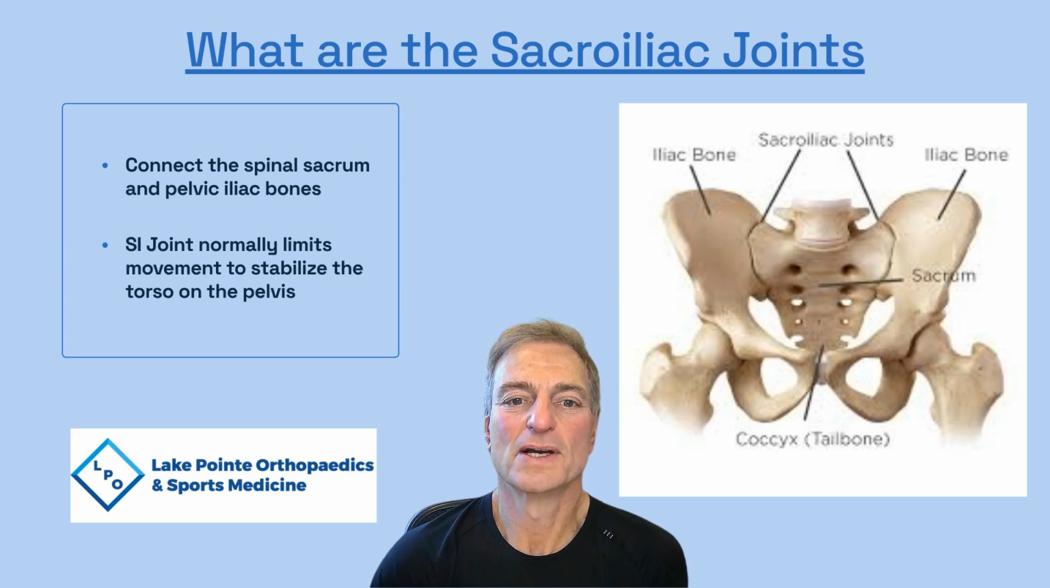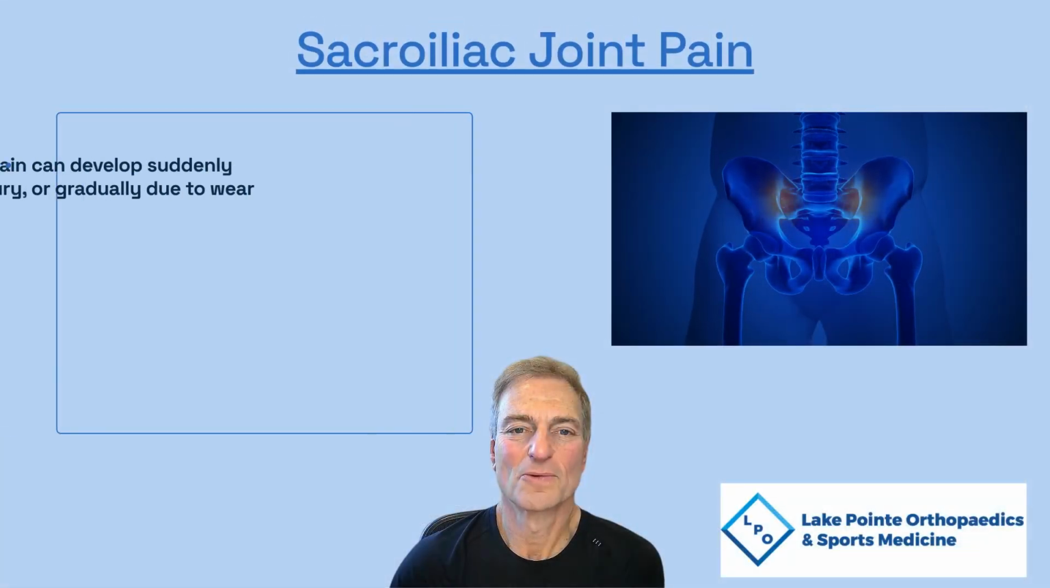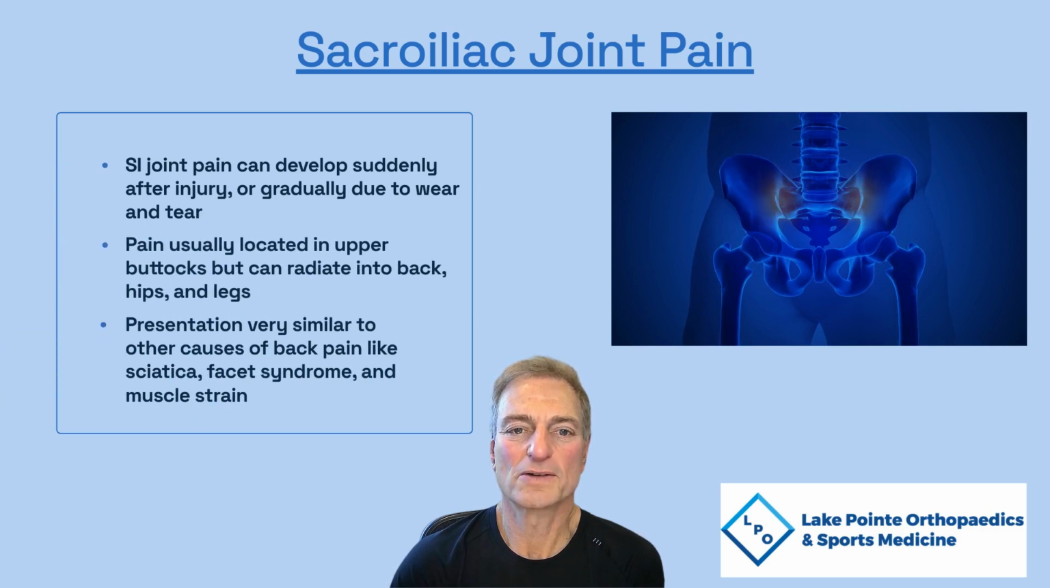The SI joints aren't like most joints in your body. For example, your knees or elbows are hinged joints that move a lot. The sacroiliac joints don't move much at all. Their main job is to absorb shock and provide stability to your pelvis and spine when you move. They help distribute the weight and pressure from the upper body to the legs, making sure you can walk, run, and stay balanced.